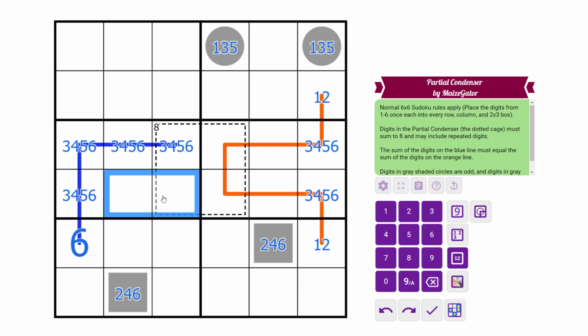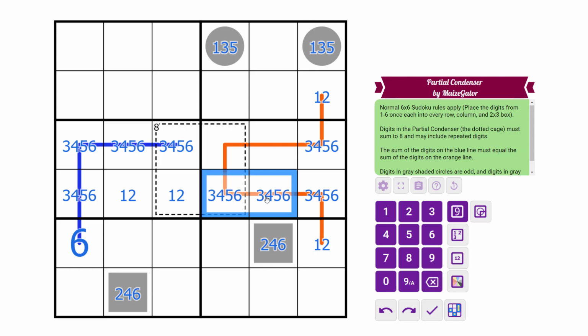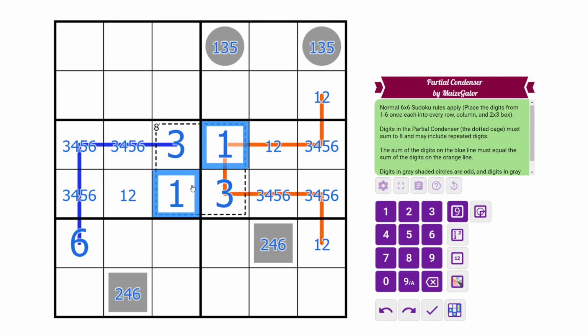Over in box 2, I have a 1-2 pair as well. Now I can use this 1-2 pair to eliminate 1 and 2 from the rest of row 4, and that means 3, 4, 5, and 6 are in the other cells, and therefore I have a 1-2 pair again. Recall earlier that I deduced that 5 and 6 could not go inside the partial condenser, and now I have 2 cells that are a minimum of 3. Therefore it's forced. There must be 3s here and 1s there.